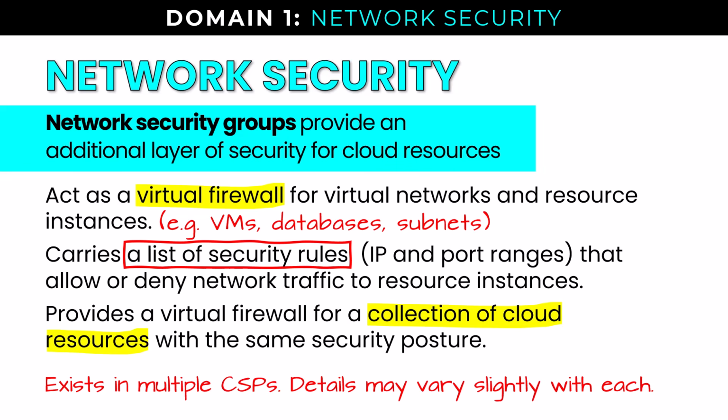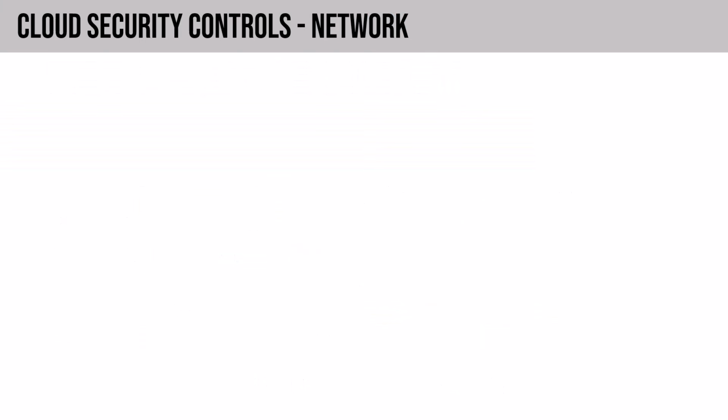In Azure, for example, you can apply a network security group to a subnet or to a network adapter. But it's going to give you that IP port range filtering functionality, so it's essentially like a layer 4 firewall.